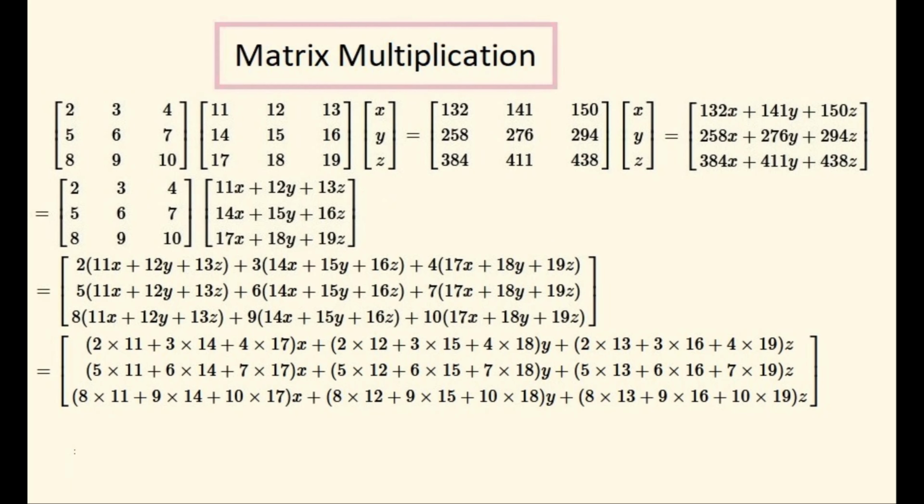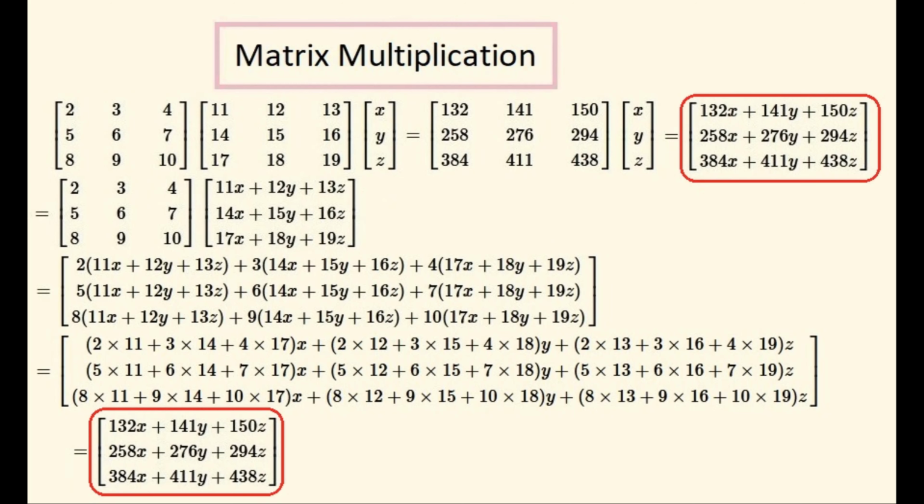Gathering like terms together gives us this expression, which looks like matrix multiplication. And so we get this vector product, which is the same as that above. So I hope that you can see matrix multiplication in this, even if only a hint of it.